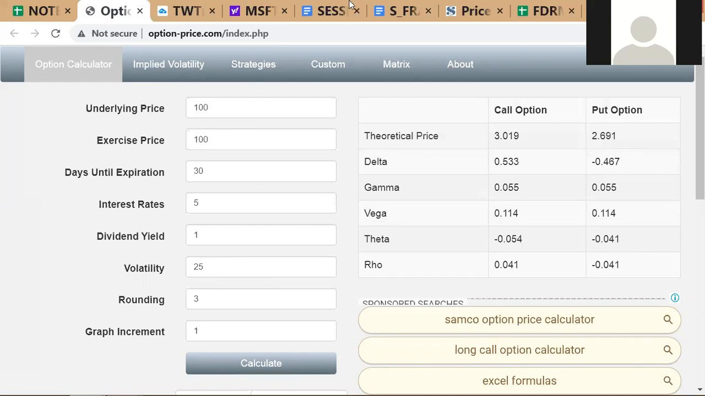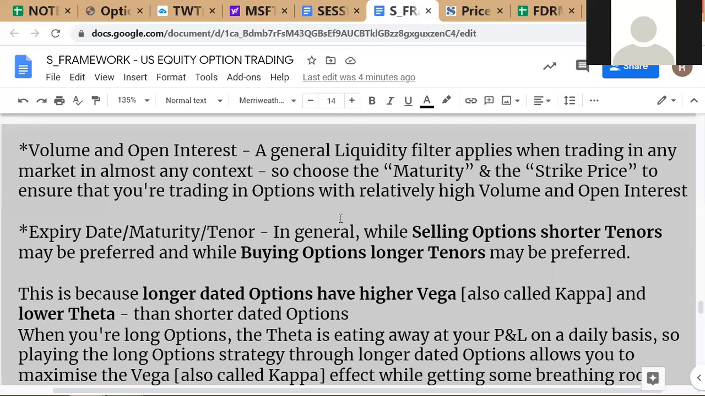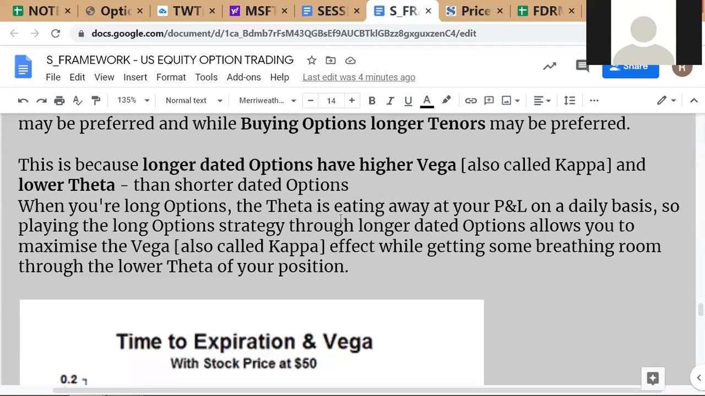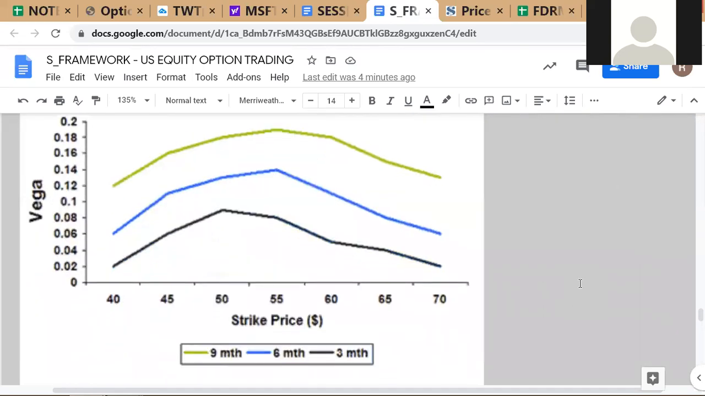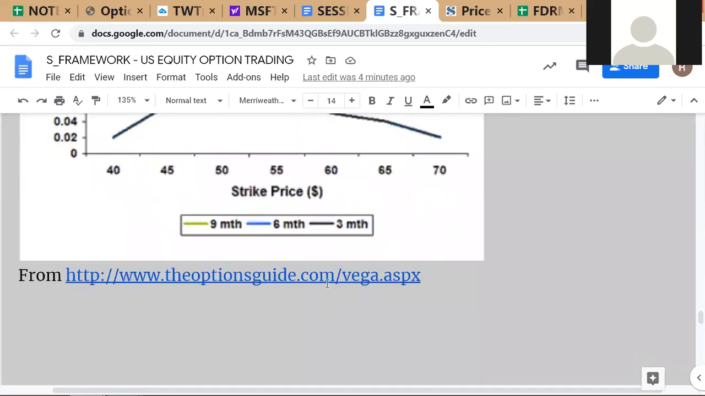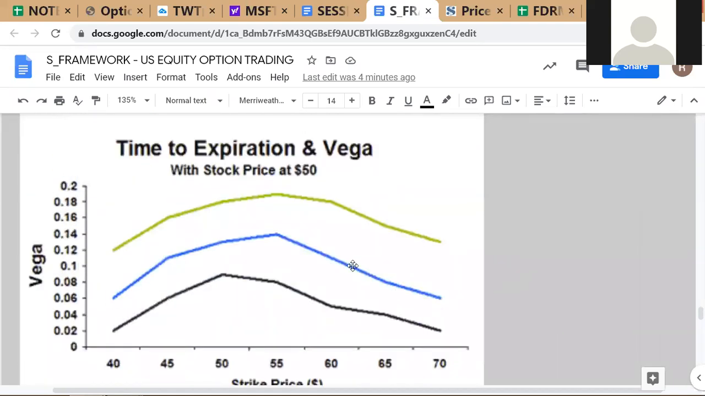So what is your view? Your view was that the eyeball is going higher. And here what we are telling you is the first, again, this is a characteristic of options. This is always true, that longer dated options have higher Vega. If you look at this chart here, which I've taken from this particular source, it shows you that longer dated options have higher Vega.